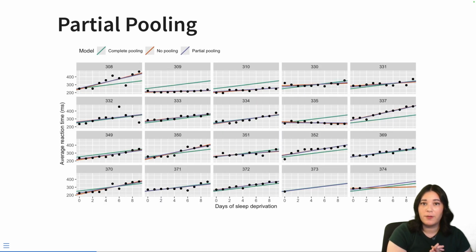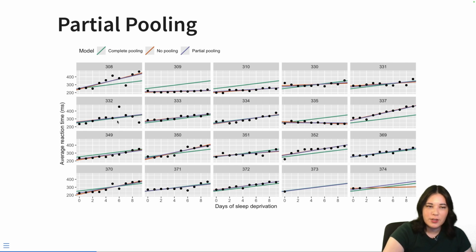Here is the same plot from before that shows complete pooling and no pooling, what those regression lines would look like for each participant. But we've now also added partial pooling to that list. And you can see that partial pooling is often a compromise between what the complete pooling and the no pooling solutions would be. Now, one thing that's really interesting when you look at the partial pooling regression lines is that for some participants, the partial pooling line is basically the same as the no pooling or the complete pooling, and for other participants, it's very different.